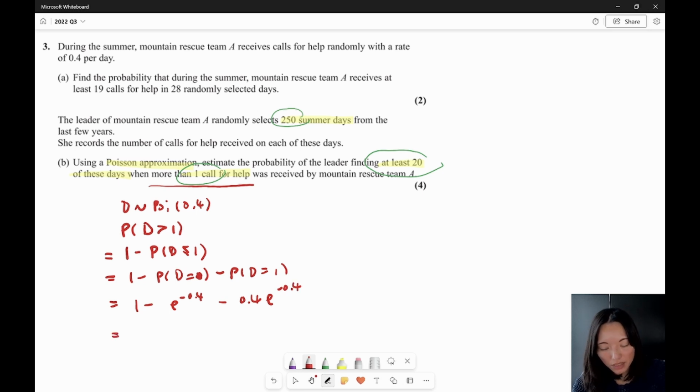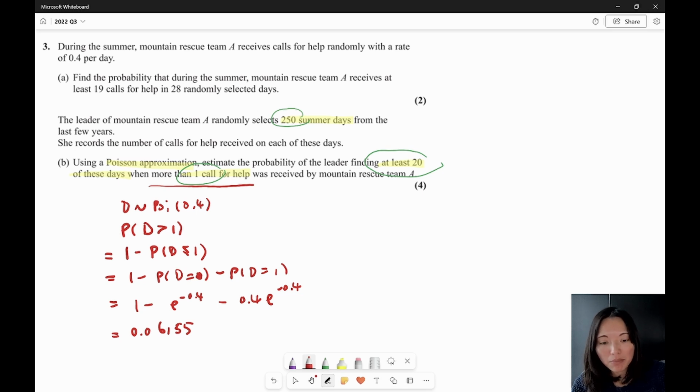Or we can just plug this into our calculator or look at the statistics tables to get the answer. So the answer to this is 0.06155. I'm going to use the unrounded figure because I'm going to use that later on in our calculation. So I've worked out now the probability that on any day, the number of calls is more than 1. But now I'm interested in finding out at least 20 of those in a sample of 250.